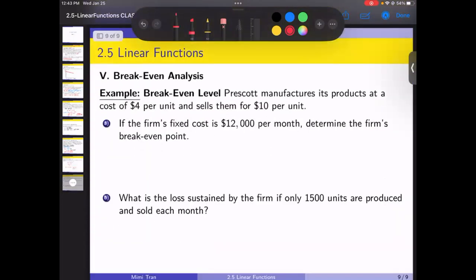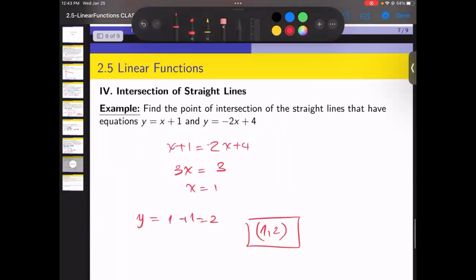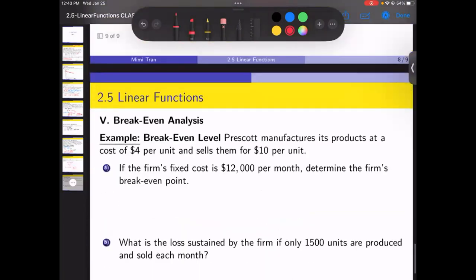Break-even level. The reason I show you the intersection point is when two functions intersect each other, they have the same values, right? Same height value. In business, we call that the break-even point, right? That's where the cost and the revenue are equal. So you're not making any profit nor losing any money.